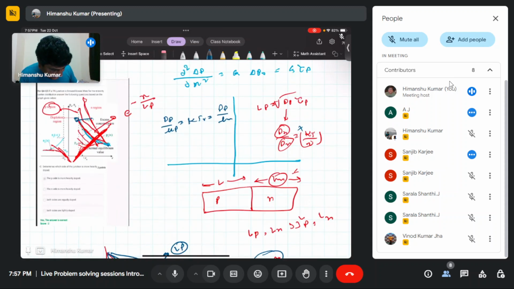As you can see, the P region tail is longer and this region tail is smaller. So one will have smaller diffusion and the other will have larger diffusion. So LP will be much larger compared to LN.